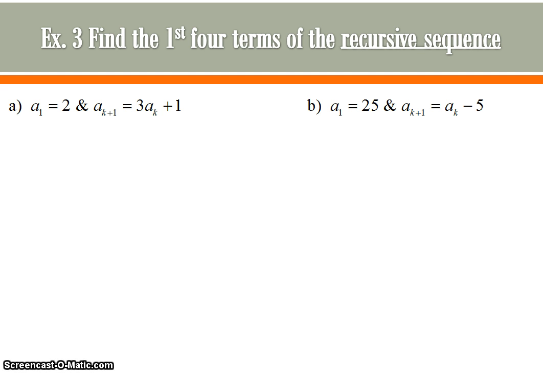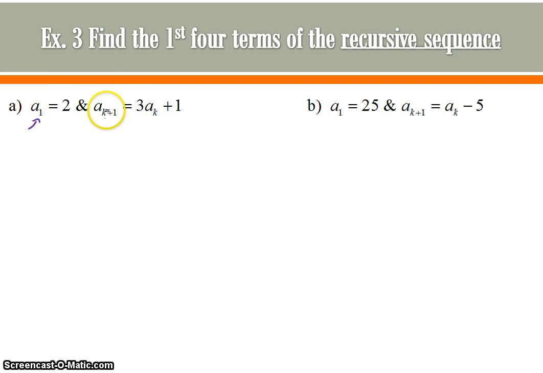Okay, so here we're going to find the first 4 terms of the recursive sequence. A recursive sequence is a sequence that's defined using the previous term. In order to find a2, we have to know what a1 is. In order to find a3, we have to know what a2 is. So in order to find the next term, you use the previous term. Instead of n, recursive uses k, but it's just like a sub n. So a sub 1 is 2, and we use this information to find the second term. The first term is 2. That's what that tells us. A sub k plus 1 is the next term, after the kth term, the k plus 1 term.